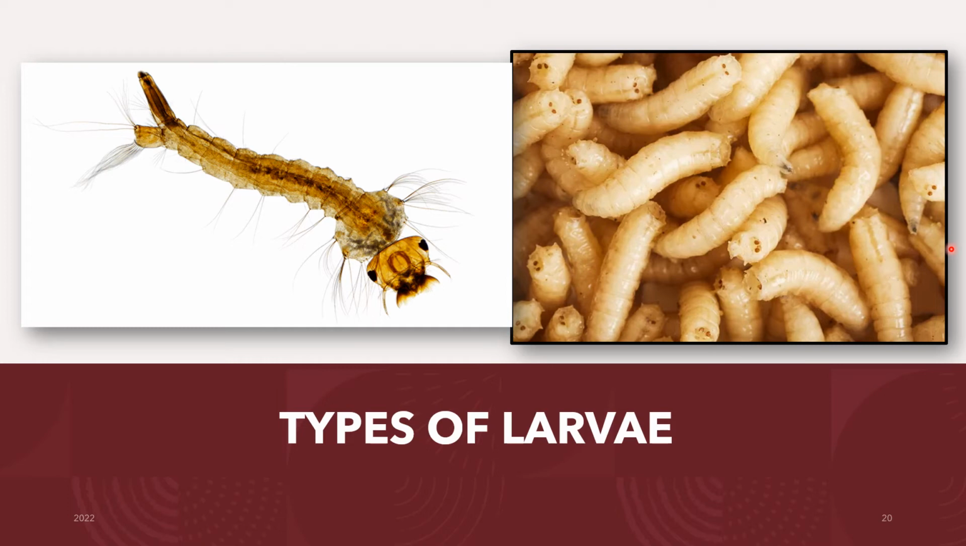The larvae are grouped into three types on the basis of the development of the appendages. These three types of insect larvae are namely oligopod, polypod, and the apodous larvae.